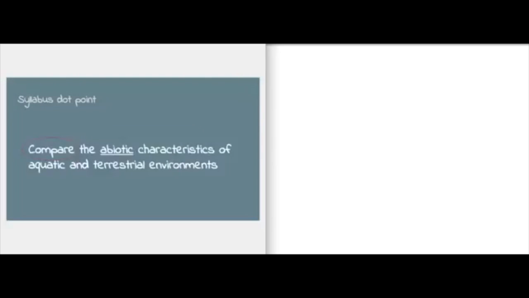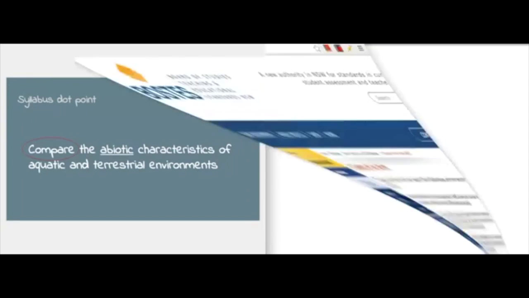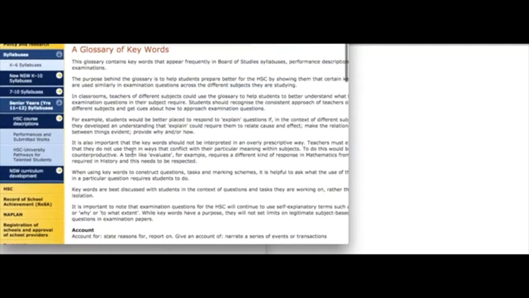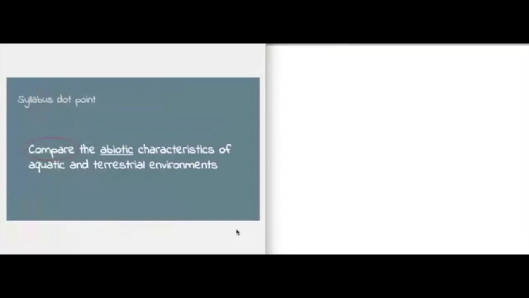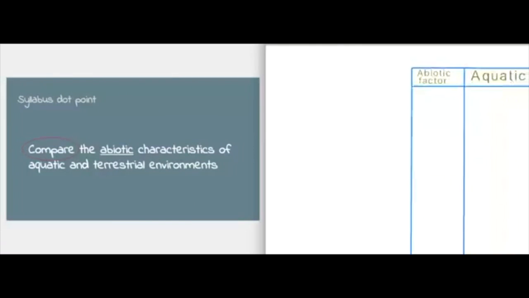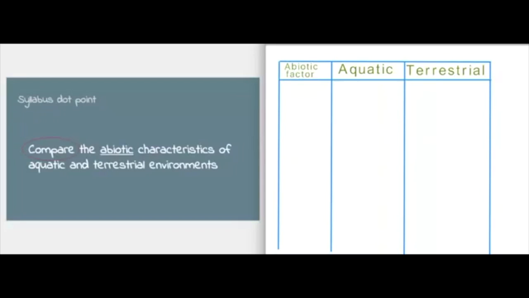So we will now move on to the first dot point under this focus area to compare the abiotic characteristics of aquatic and terrestrial environments. Now the verb in this dot point is compare. So if we refer to the Board of Studies glossary of key verbs, compare means to show how things are similar or different. One of the best ways to do this is to construct a table which will show the similarities and differences between abiotic, so the non-living factors, in aquatic, water environments, and terrestrial, land environments.